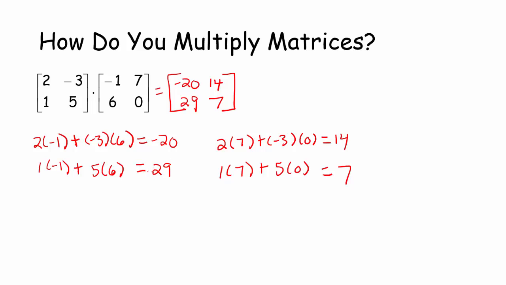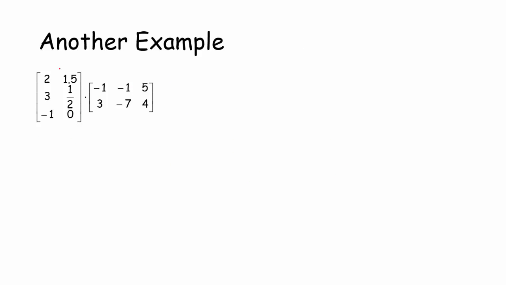So let's look at an example where we're not multiplying two square matrices together, two matrices that have the same number of rows and columns. So here's a good example. We've got a 3 by 2 matrix. It's 3 rows and 2 columns. We're going to multiply that by a 2 by 3 matrix. There are 2 rows and 3 columns in the second matrix. So since the number of columns for the first matrix and the number of rows for the second matrix match, that means that the multiplication is defined.